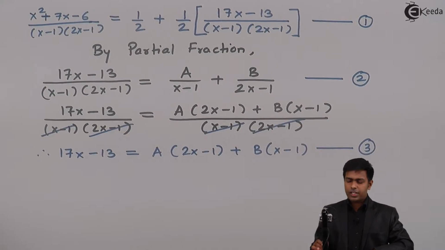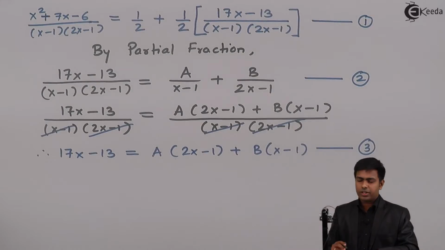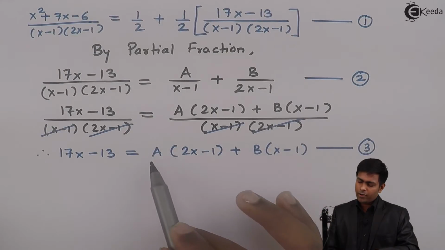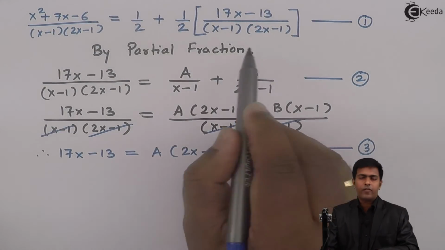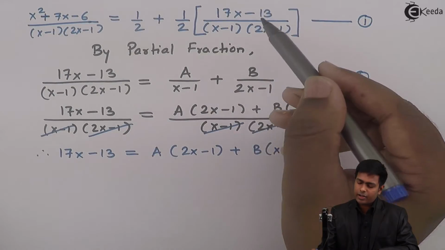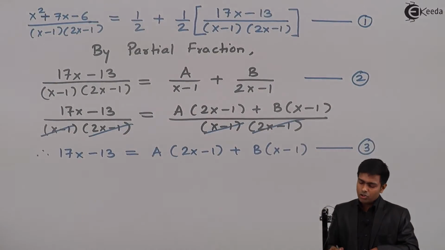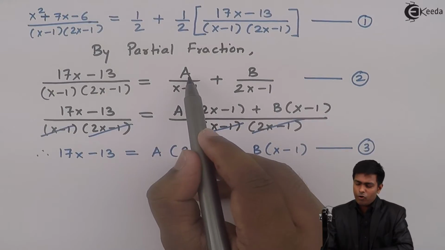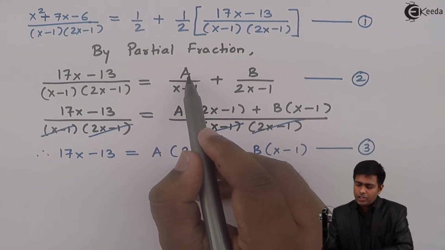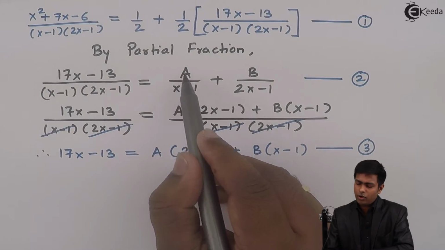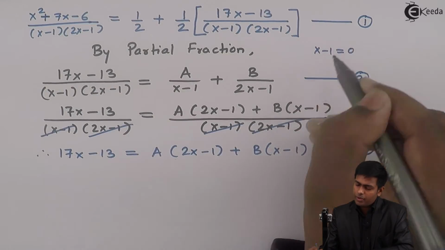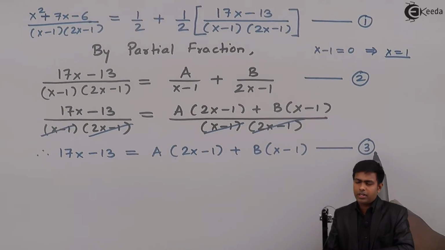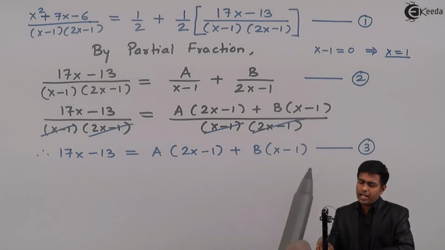And now we will substitute different values of x in equation number 3 to get the value of a and b, and we'll substitute that value of a and b in equation number 2 to get the partial fraction, and we'll substitute that answer in equation 1 to get the final answer. So to get the value of a and b, we will use the hint, and that hint is nothing but whenever we want to find value of a, we assume the denominator of a as 0. So here the denominator of a is x minus 1, we'll assume it as 0. So it will give us x as 1. So now in equation number 3, I will substitute x as 1 so that I will get value of a.